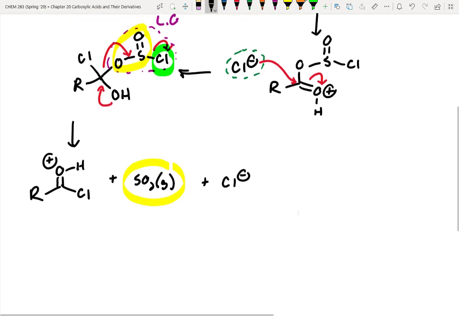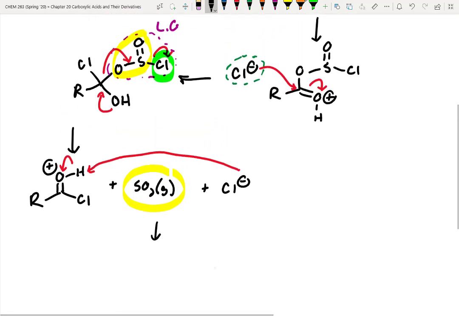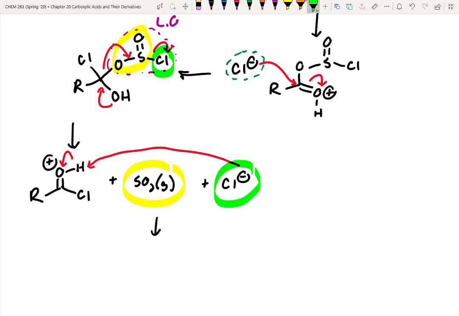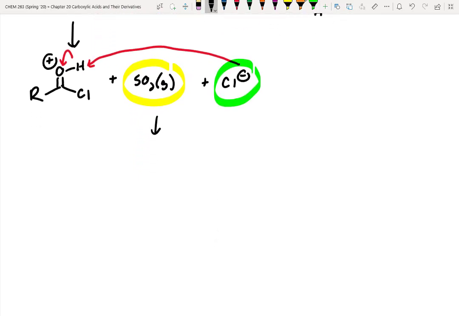So in this last step, all we need to do is a proton transfer where this chloride can grab this proton. And like I said, the chloride is actually highlighted in green above. So that's going to act as our really weak base. And we'll get our acid chloride plus SO2 gas, that's our sulfur dioxide, and now we'll have our HCl.